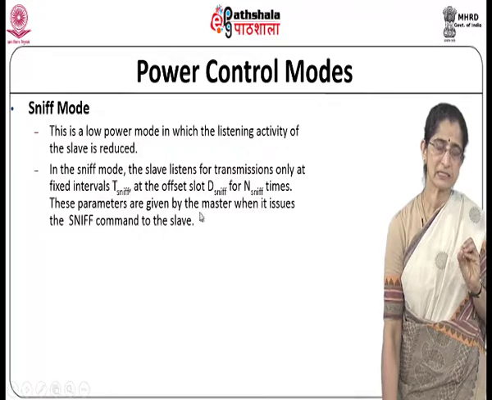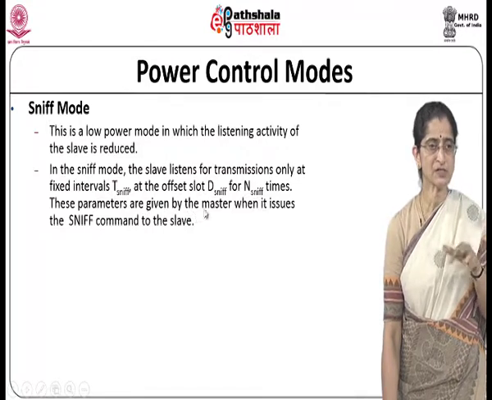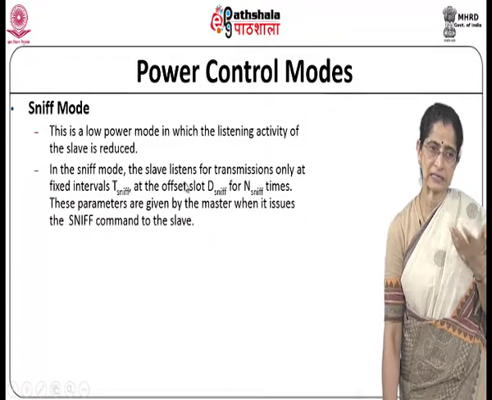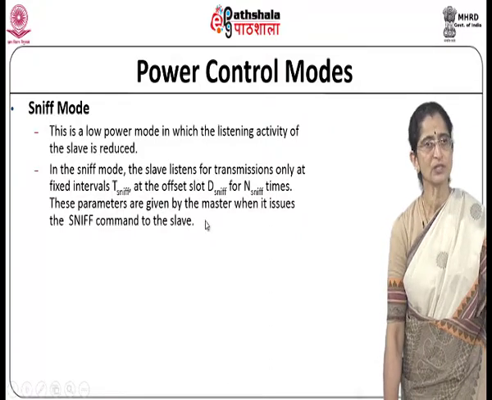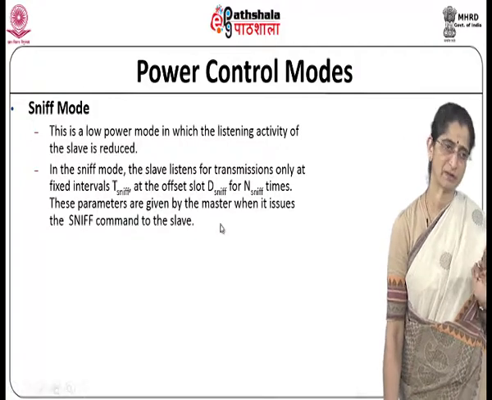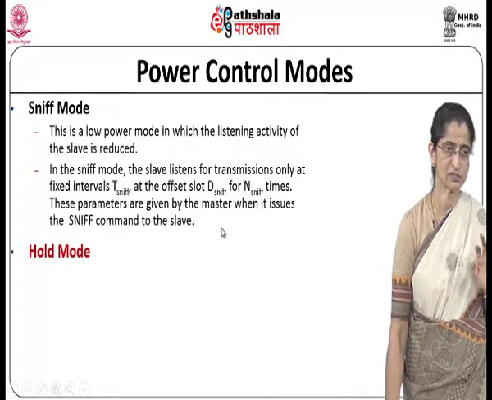So the number of times it will listen to the channel, and at what slot it will receive. All these are basically parameters which are given by the master when it issues a sniff command to the slave. Which means it can tell the slave that you can go into sniff mode now and just listen to the transmission at these periods alone. So you can be in a low power mode until then. So that's the idea that's used in the sniff mode.